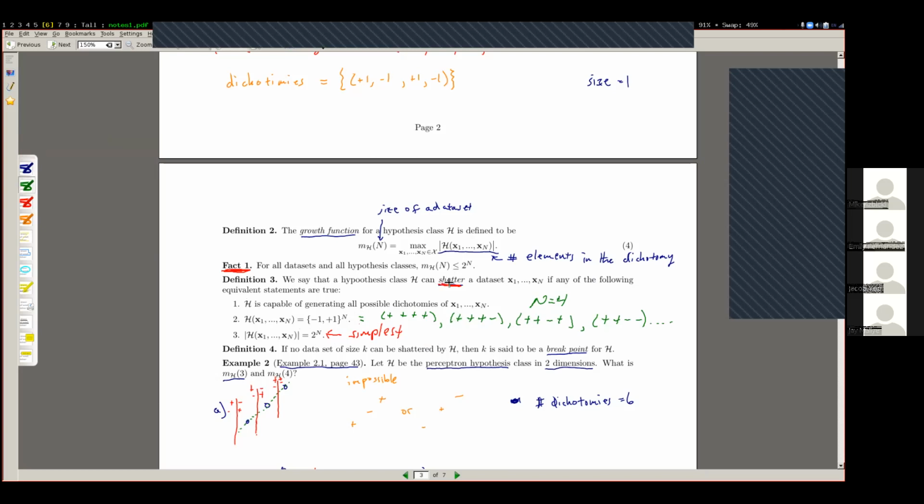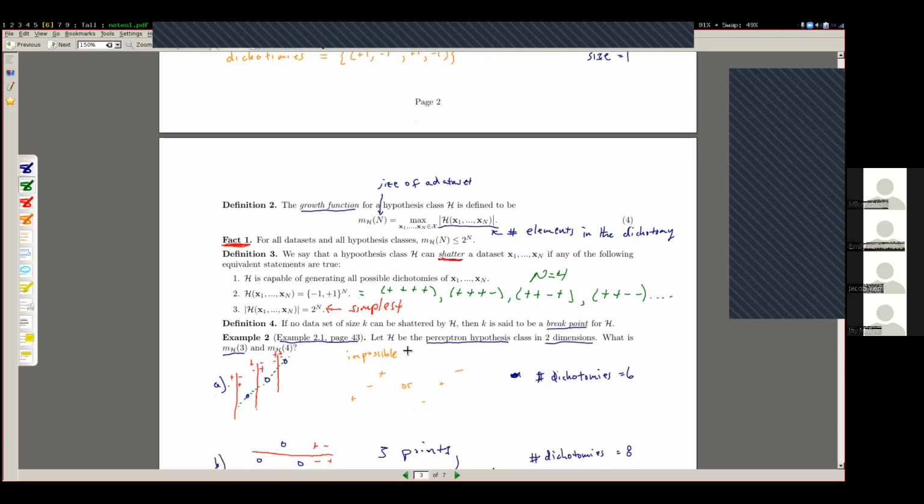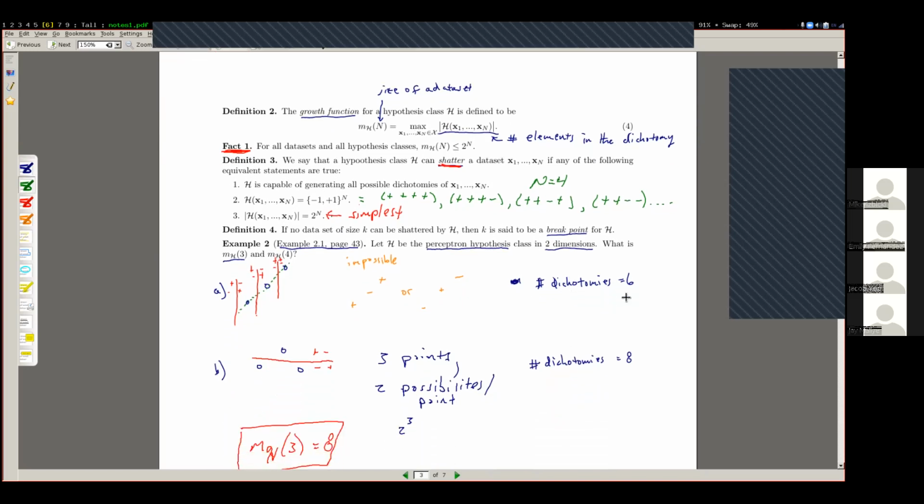So when we say that something shatters a data set, the number of dichotomies is equal to 2 to the n. And so down here, the number of dichotomies is less than 2 to the n. So this implies that it's not shattering the data set. And this implies that it does shatter.